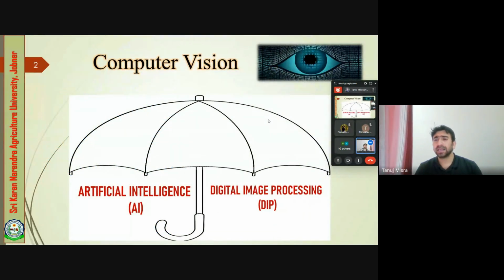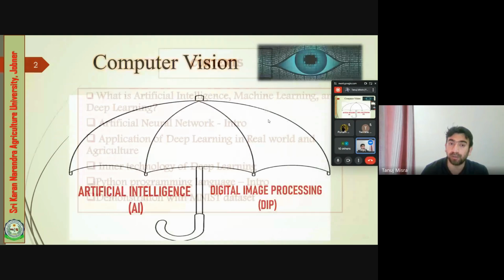So what is computer vision? Computer vision is an umbrella term, and this image is actually not available on Google. From my experience, I feel that computer vision is the amalgamation of artificial intelligence technologies and digital image processing. That's how digital image processing and artificial intelligence can play a significant role in analyzing biological data in the form of images.